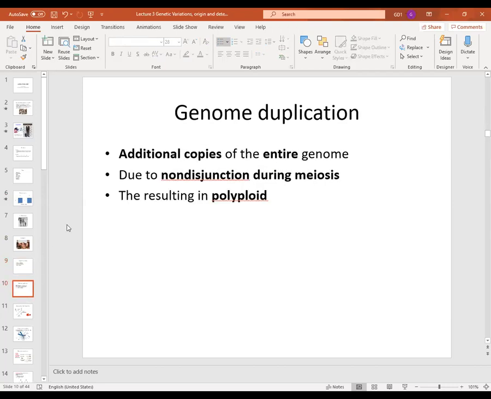So genome duplication is very popular in plants. For example, some kinds of banana are 3N. This definition means we have an additional copy of the entire genome.